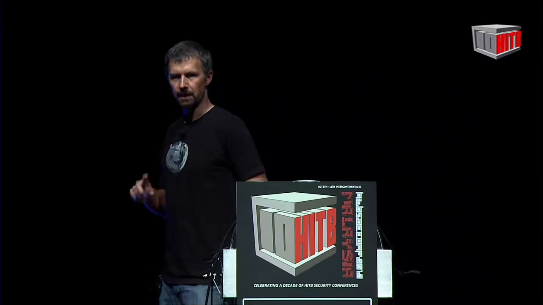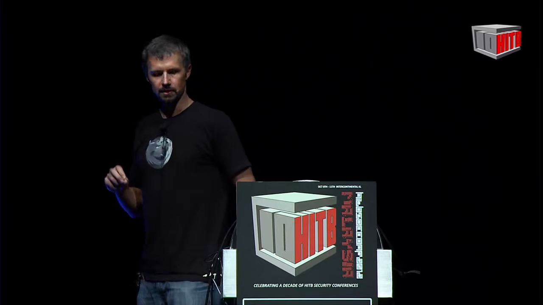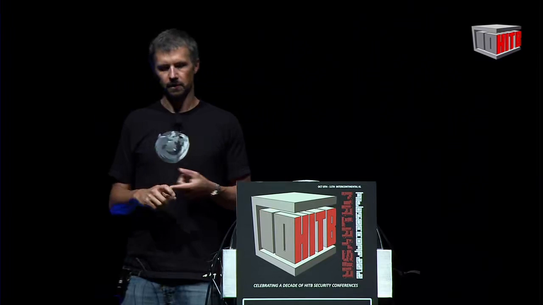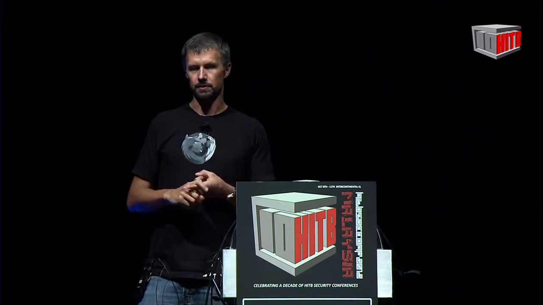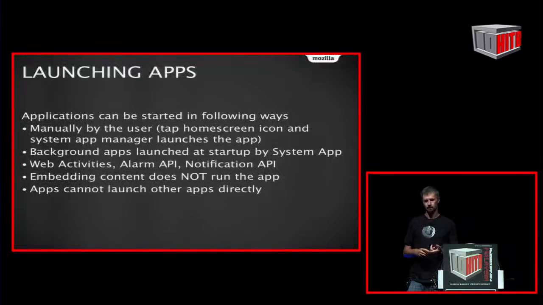So let's talk about how apps are launched in this device. Apps can be started only a limited number of ways. They can be started by the user directly by clicking on an app icon. They can be launched by the system app. It's one of the privileged APIs, the certified APIs that the system app has access to. They can be launched by web activities, alarm API, notification API.